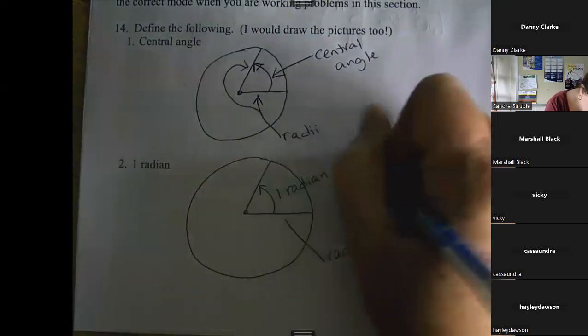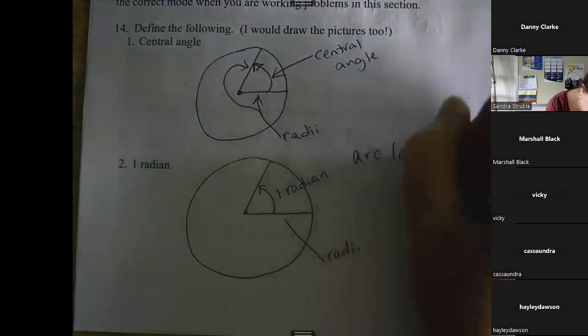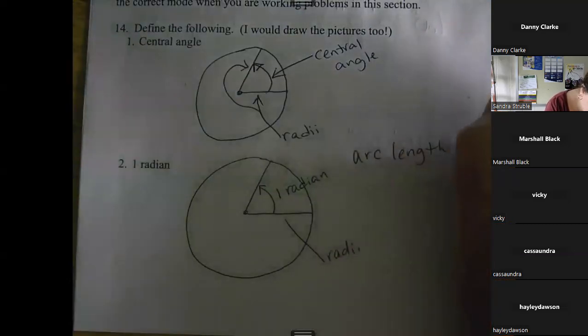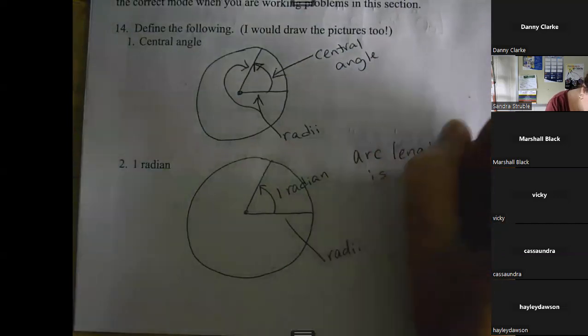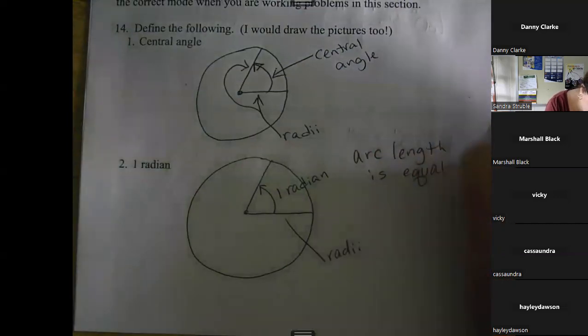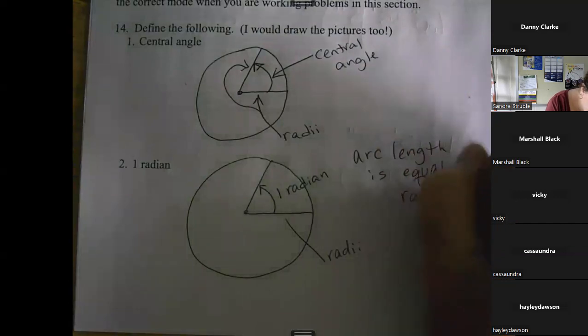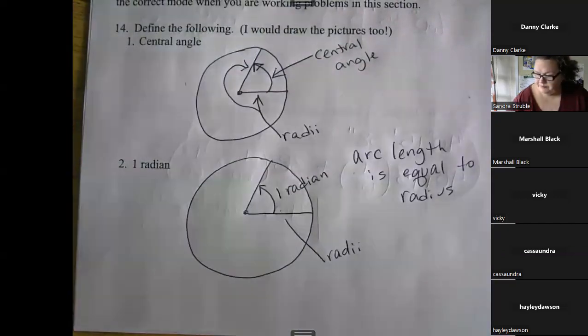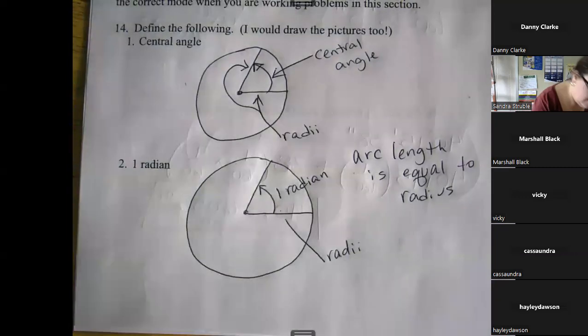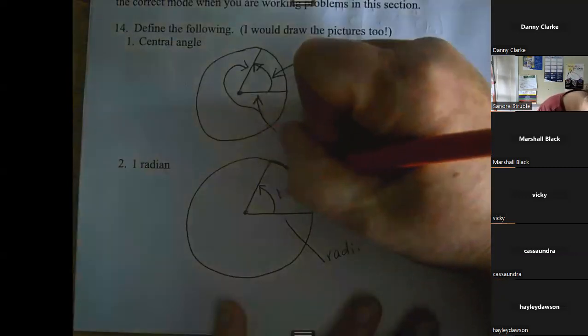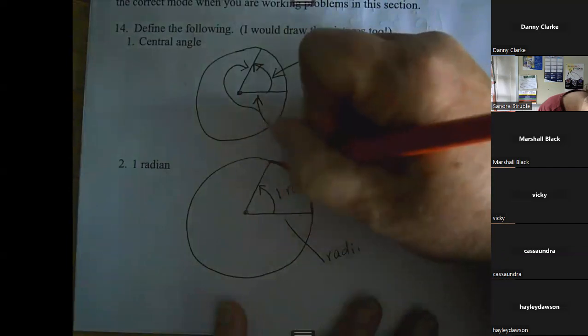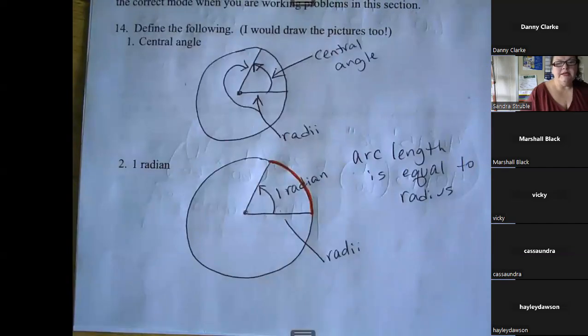The arc length is equal to the radius. I'm going to explain that to you here in a second. The arc, not of the covenant, but the arc that is created from these two radii is this one right here. It is the same length as the radius. That's 1 radian.